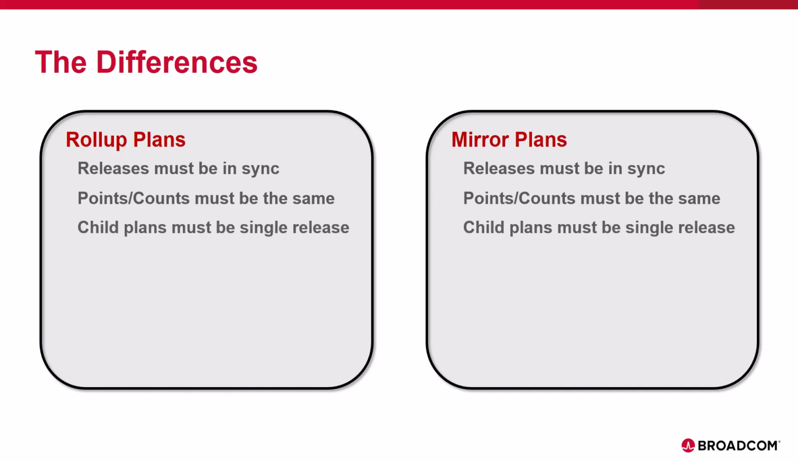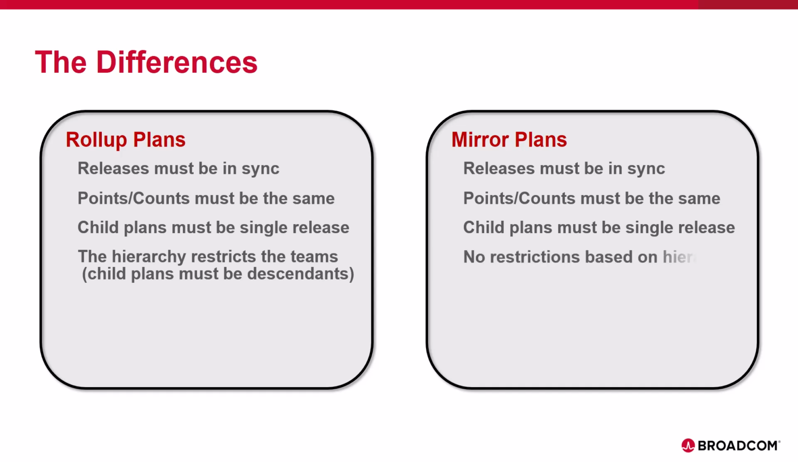You can't connect a multi-release plan, and that's true for both rollup and mirror. For rollup plans, you can only connect child plans that are at a lower level in the project hierarchy. You can't connect plans that are at the same level or a higher level than your plan of plans. Mirror plans have no such restrictions because the project hierarchy is irrelevant. However, your plan of plans must contain all of the projects that are included in your child plans.